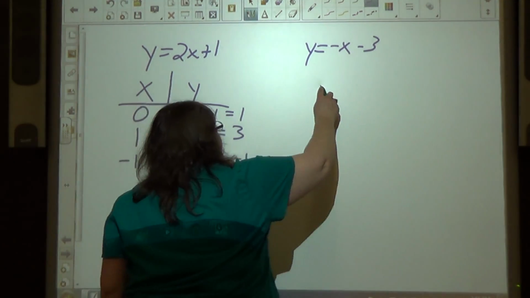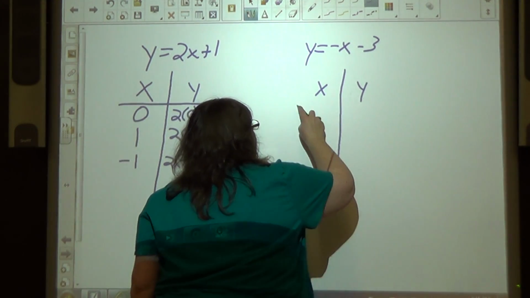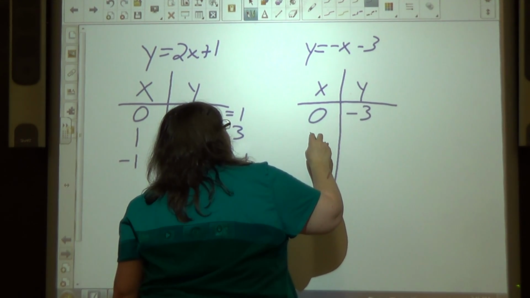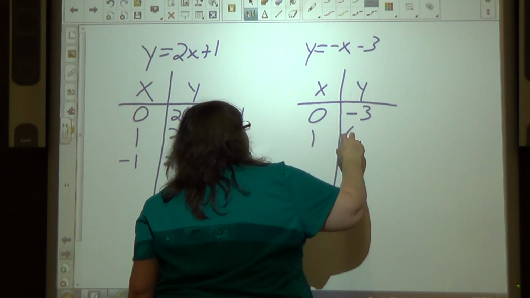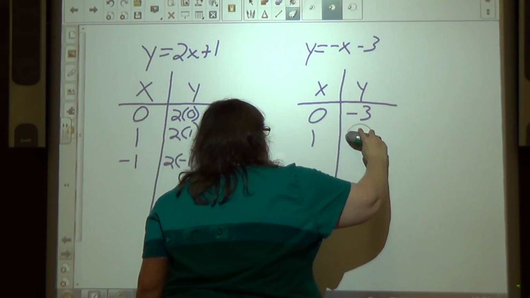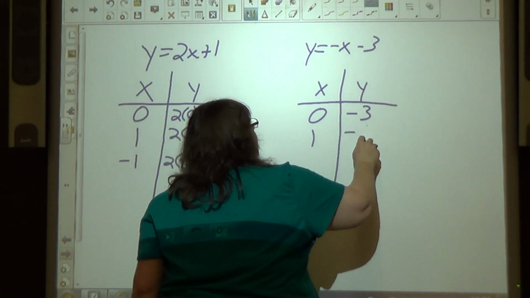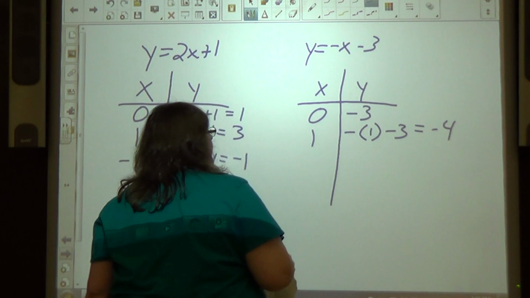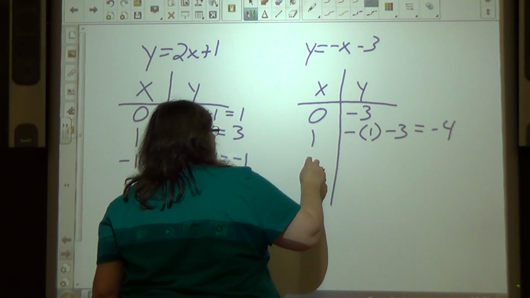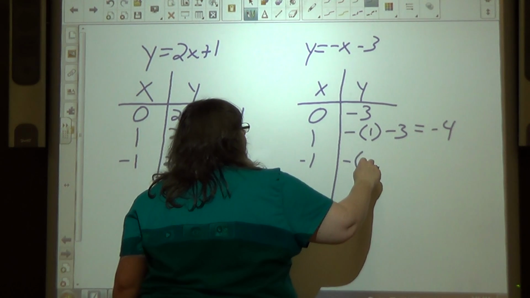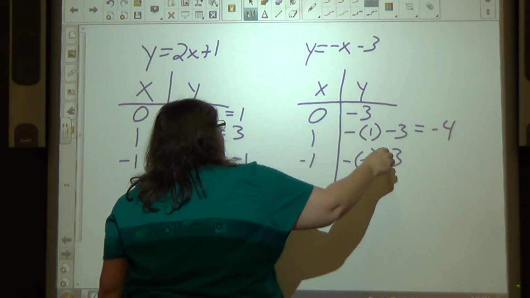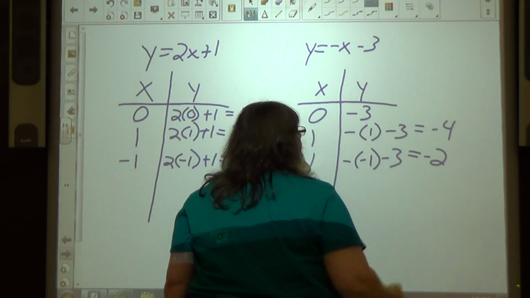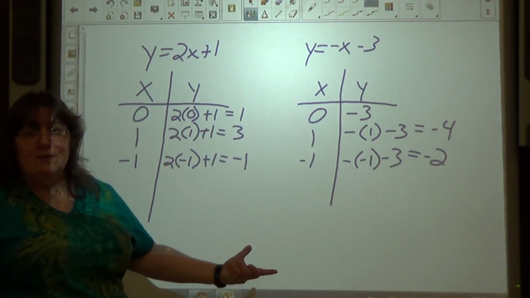Let's try this one. Okay, if I go 0, I get negative 3. If I put 1, I get the opposite. The opposite of 1 minus 3. That is -4. Okay? If I do -1, the opposite of -1 minus 3, -1's opposite is 1, 1 minus 3 is -2. Okay? So there's the numerical representation.